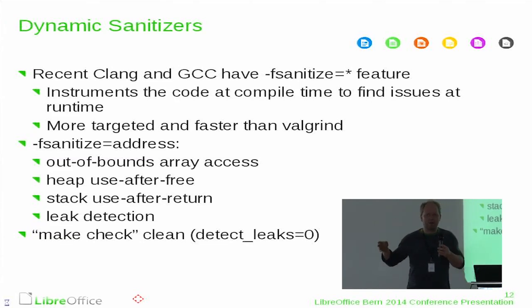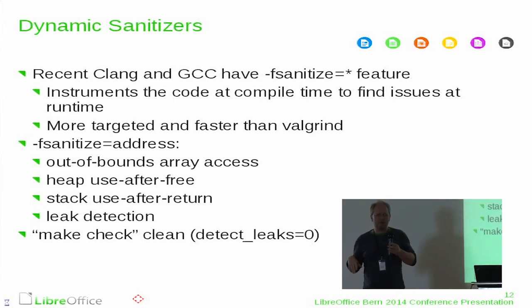If you write beyond an array or read beyond an array, be it a static array, a heap array, a stack array, it can even detect uses of stacked functions or stacked variables after return. So when you return a pointer to a stack variable and might modify that afterwards, it can find that out. It uses a huge amount of shadow memory to track what actual memory is in what state. So it requires quite some RAM.